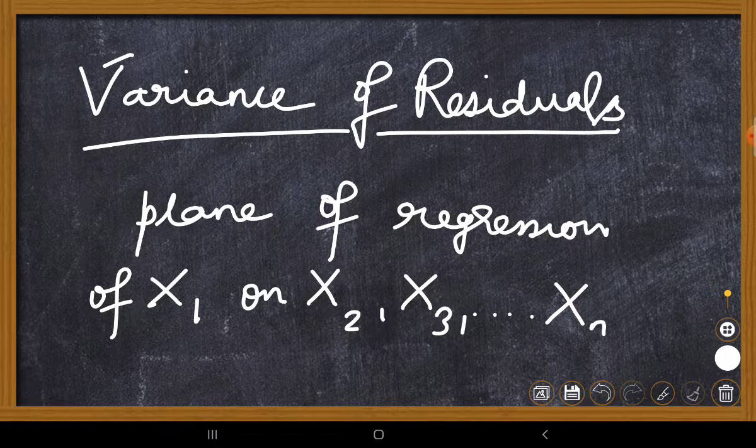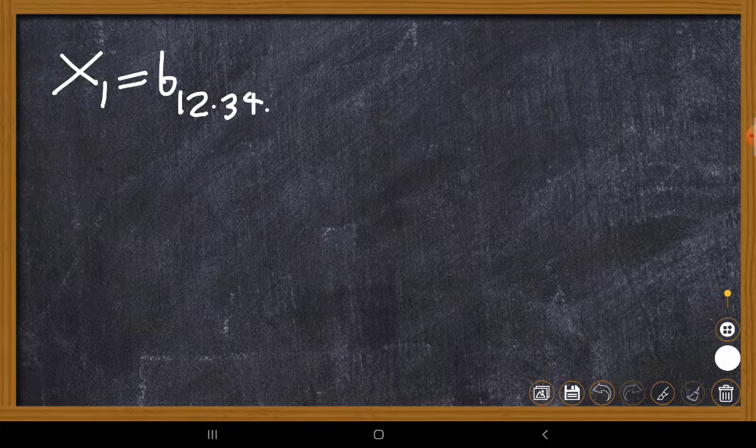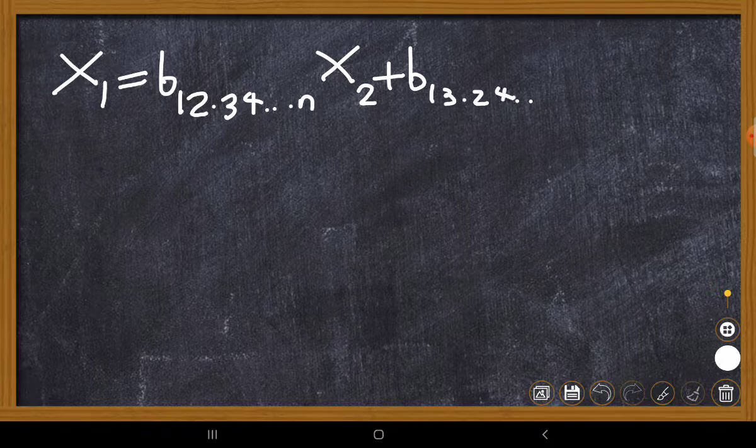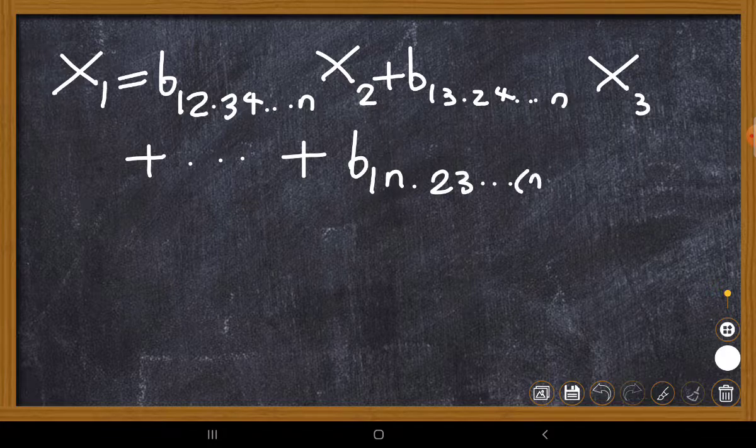Let us consider this plane of regression, and the equation of the plane of regression will be given by x1 equal to b12.34 up to n x2 plus b13.24 up to n x3 plus and so on. The last term will be b1n.23 up to n minus 1 xn.